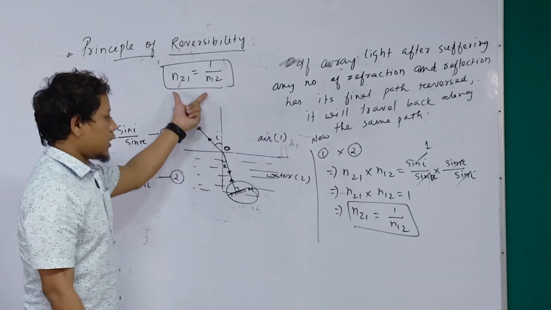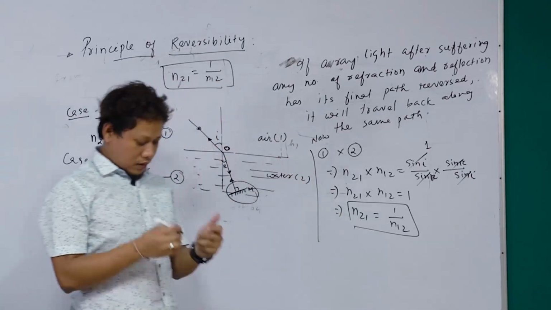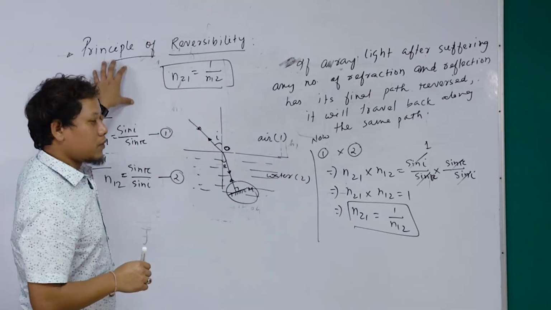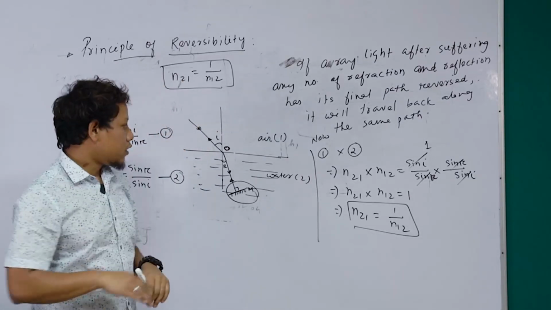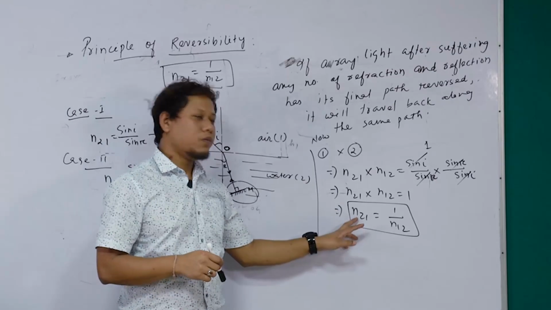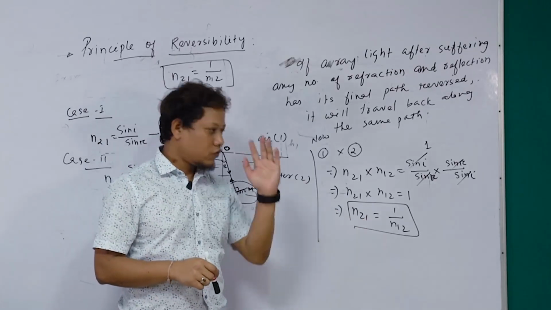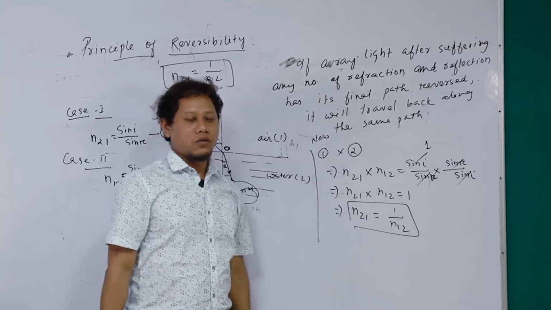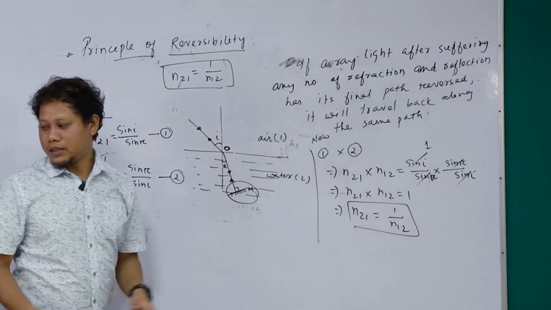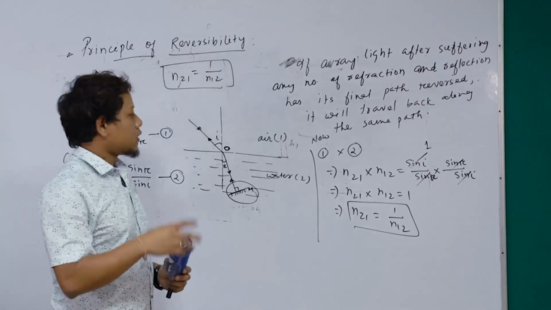So this is the final expression we have derived. From the principle of reversibility, we come to a very interesting conclusion: the refractive index of medium 2 with respect to medium 1 is the reciprocal of the refractive index of medium 1 with respect to medium 2. So this is about the principle of reversibility. Now we'll discuss a very small topic.